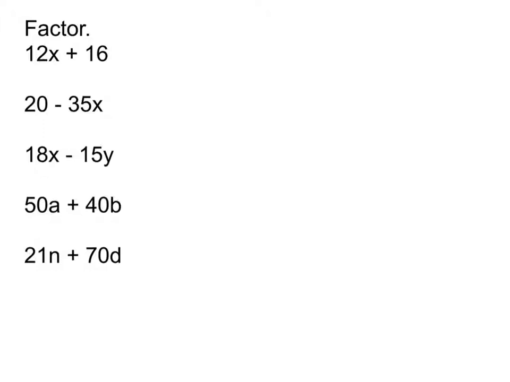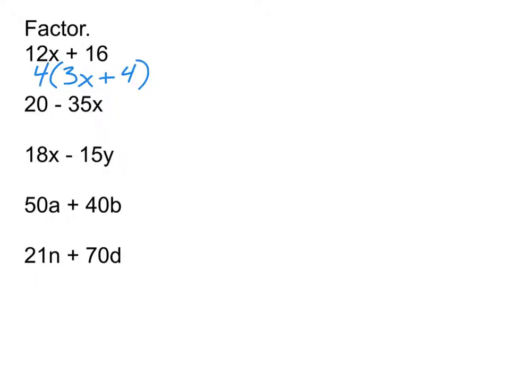And so if I'm going to divide by 4, that means I write the 4 out front of the parentheses, and then I do the division. Because, of course, this is distributive property backwards. So 12x divided by 4 is 3x, and then 16 divided by 4 is 4. That's it. We're done. It's factored. Now, for the rest of them, same basic process.